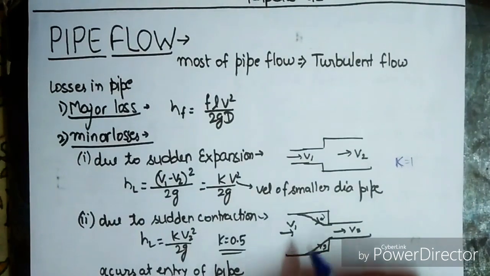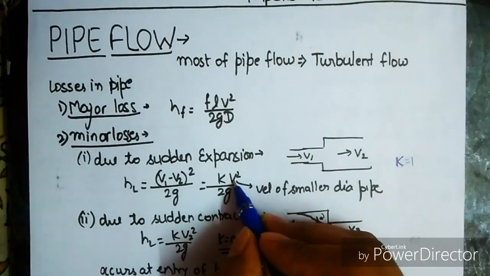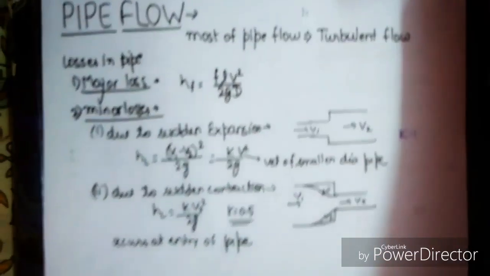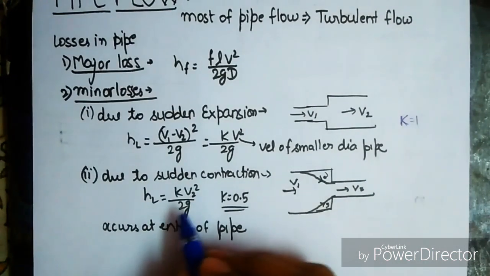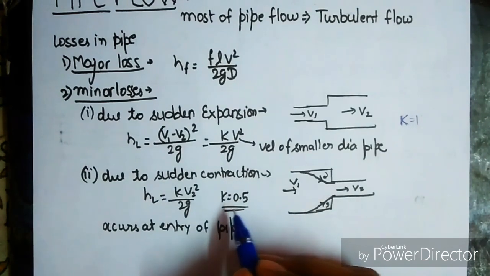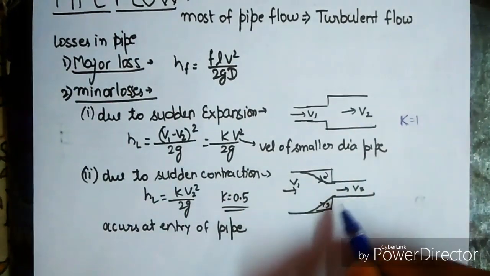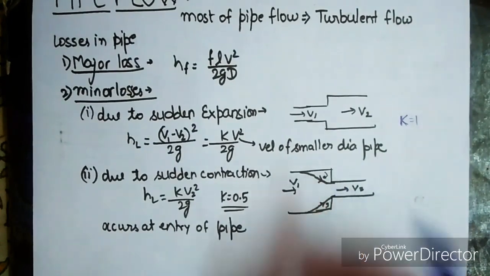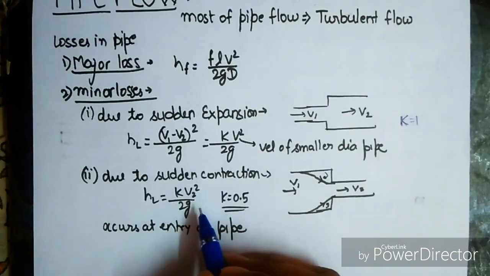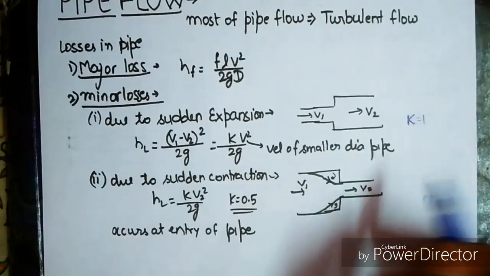Now the velocity of the smaller dia pipe is kept here, K V square upon 2g. Due to sudden contraction, we have the formula of head loss equal to K V2 square upon 2g, where K equals 0.5, like in the case of entry of the pipe. V1 and V2, we are keeping the value of V2, that is the velocity when it enters the pipe.